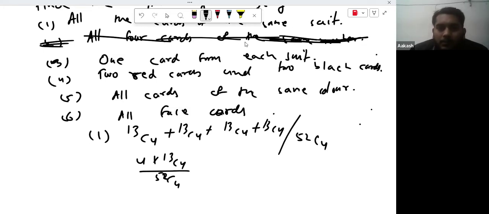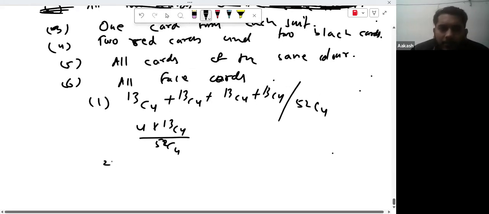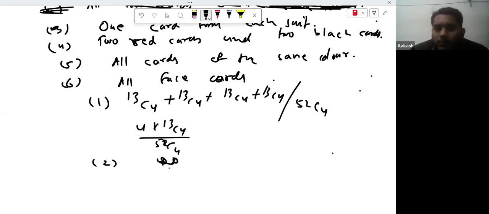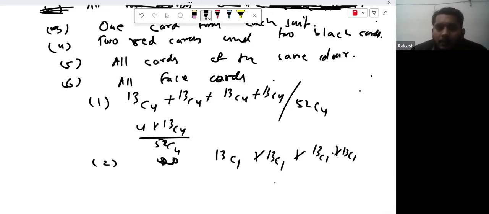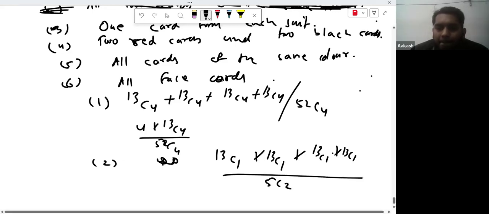The second one, red cards. No, sorry, one card from each suit. So again, one from this and one from this and one from this, right? 4 into 13C1 by 52C4. Are you sure 4 into 13C1? Because 13C1 and 13C1 and 13C1 and 13C1, that's multiplication. Okay, right? Because they are saying it must be from each suit. Yes, sir.